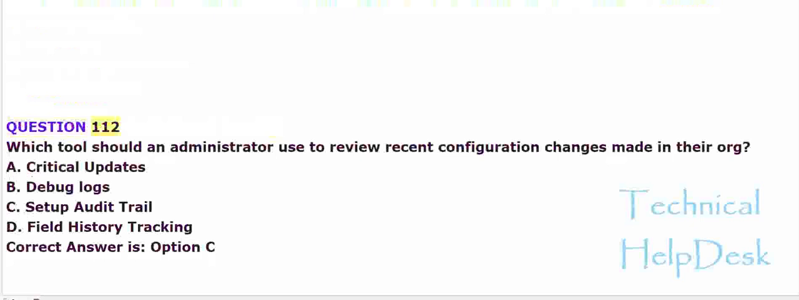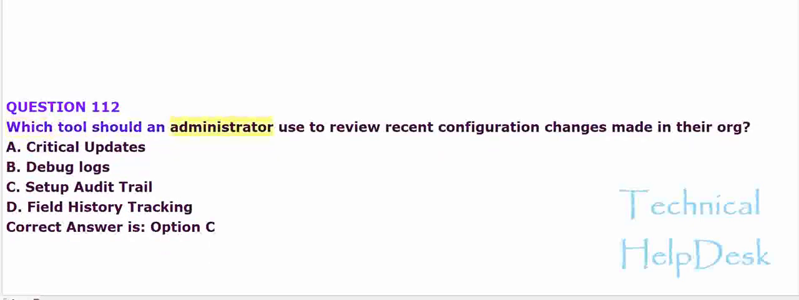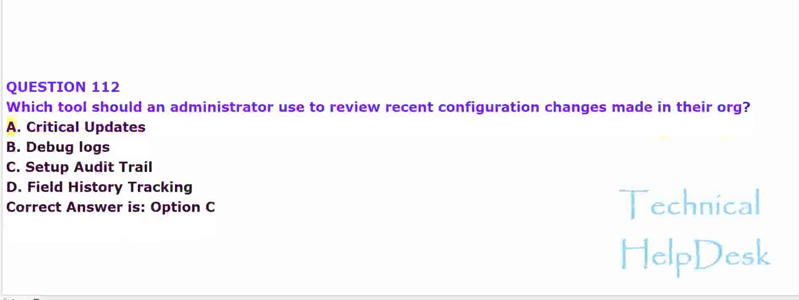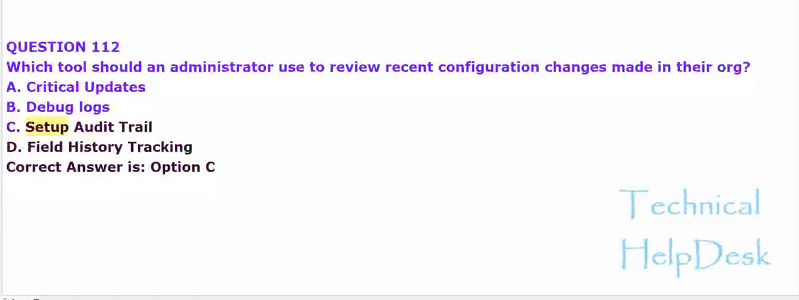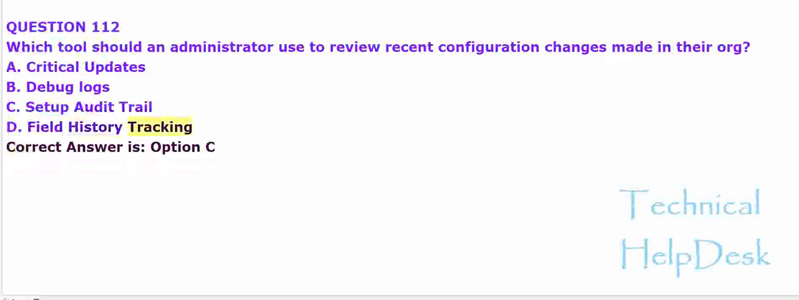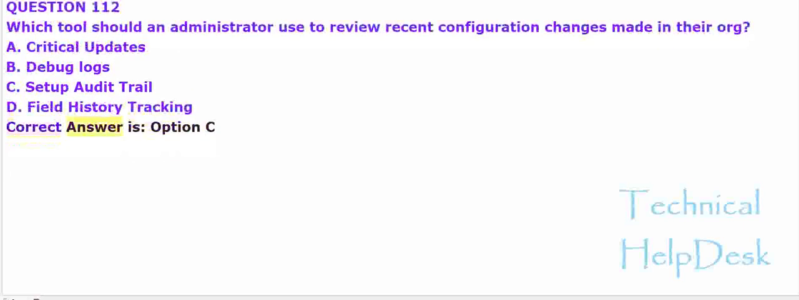Question 112. Which tool should an administrator use to review recent configuration changes made in their org? A. Critical updates. B. Debug logs. C. Setup audit trail. D. Field history tracking. Correct answer is option C.